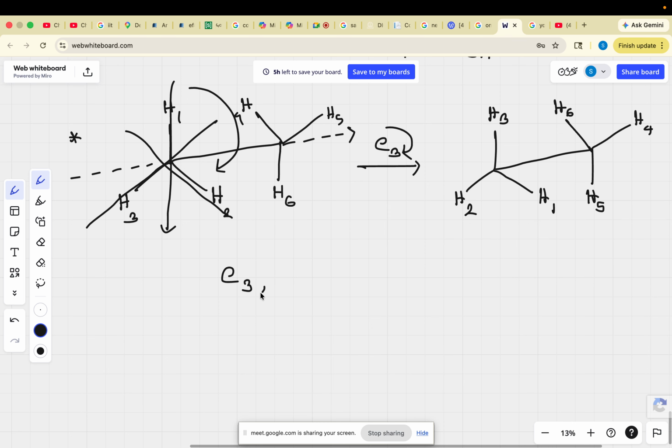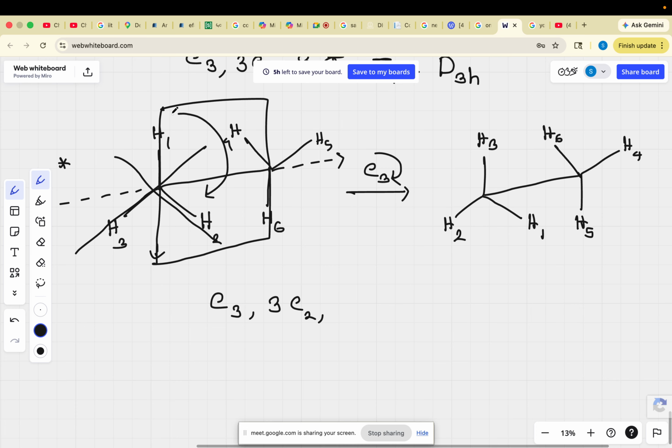So you have a C3 axis, you have 3 C2 axes, and through this C2 axis you can also consider one plane. Suppose I am considering one plane through this. So what will happen? If I pass this plane, this H2 and H3 become mirror images of each other, as well as this H5 and H4. So this is one plane of symmetry. If you are able to find one sigma v, ultimately you will have 3 sigma v.